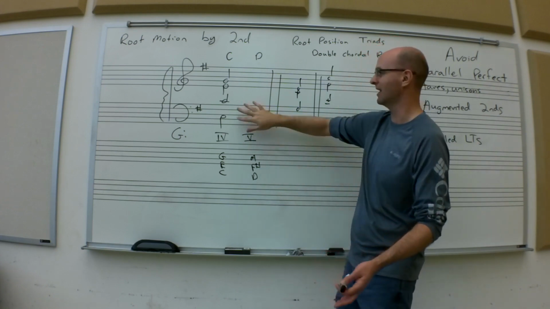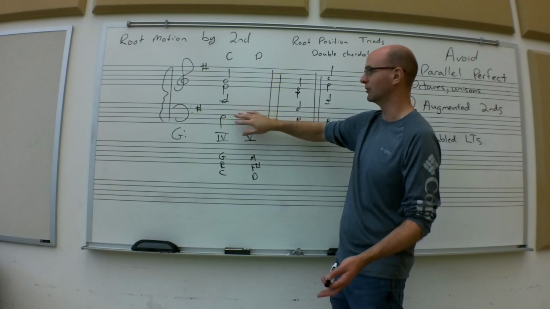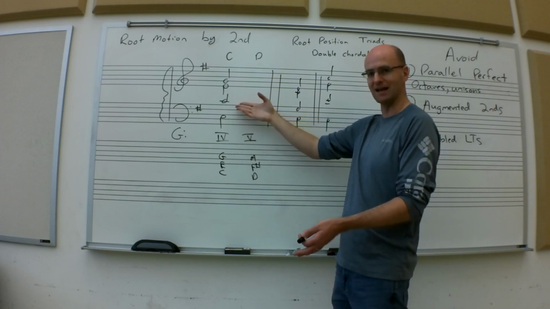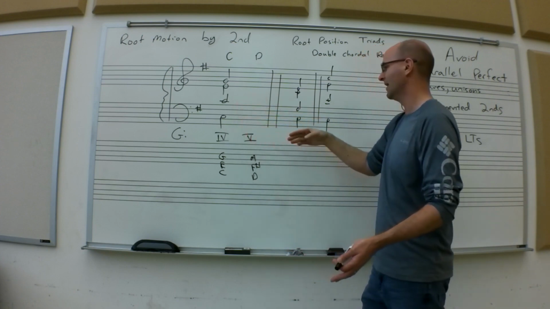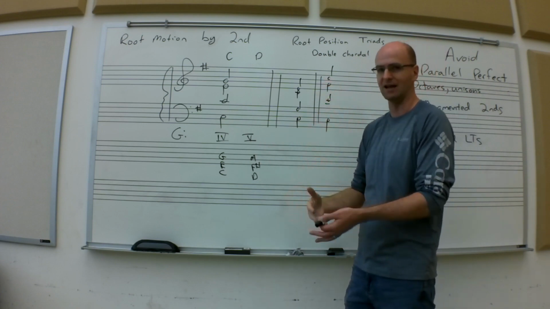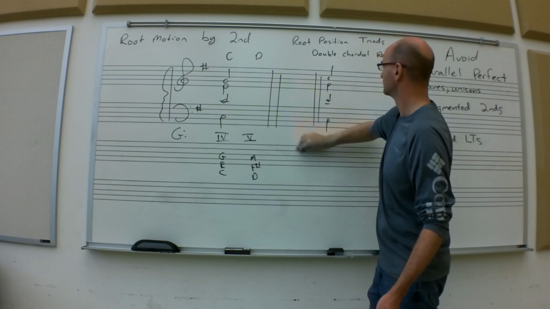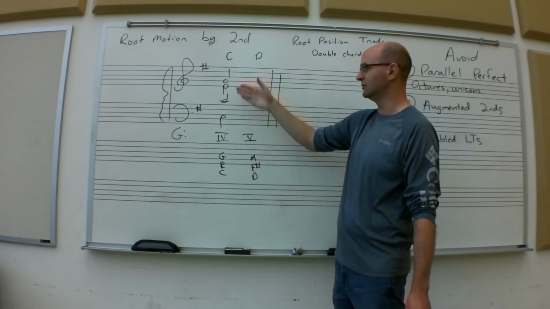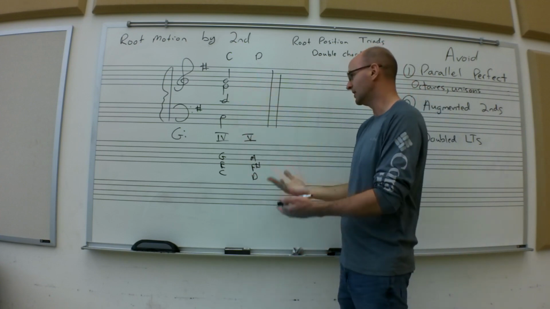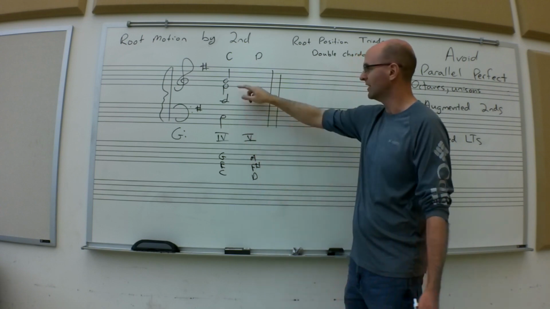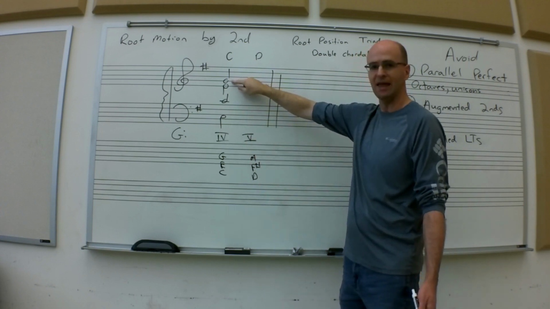I don't want you to think that the doubling of the chordal root has to be in the tenor just because I did it in this particular example. The doubled chordal root could appear in any of the other voices, okay? Just don't want to take anything for granted here. All right, so we've got this C chord. That's what you're given. The doubled chordal root, C, is in the tenor. We have the E in the alto and G in the soprano.